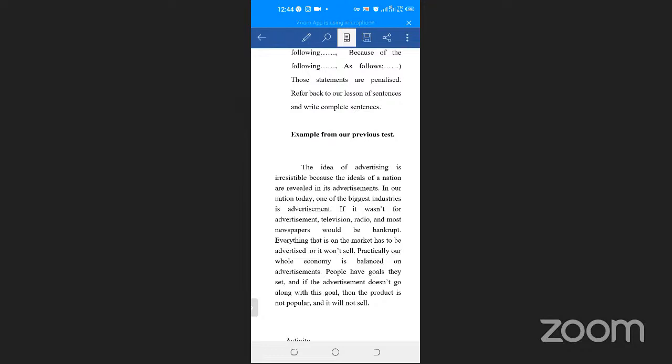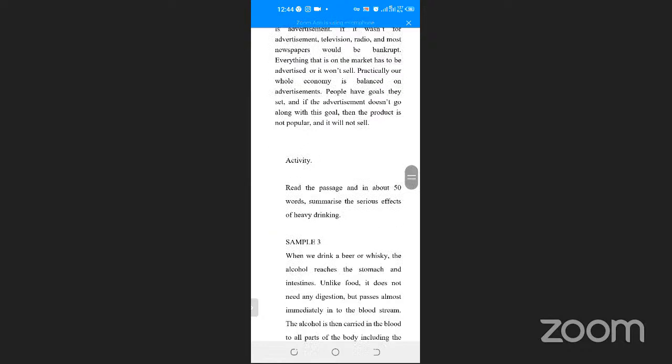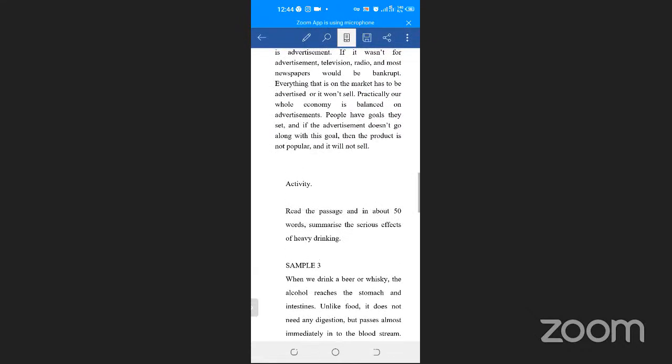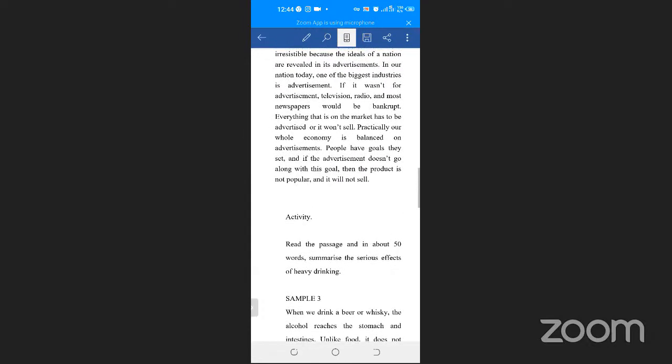Okay, so go down, please. There. Could you go up a little bit, just 2 lines? There. Okay. Could you highlight the point where it starts with if it wasn't for advertisement, to bankrupt.